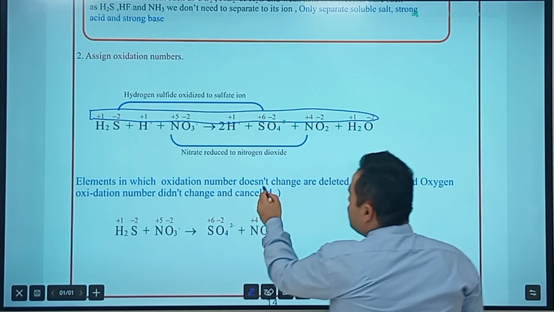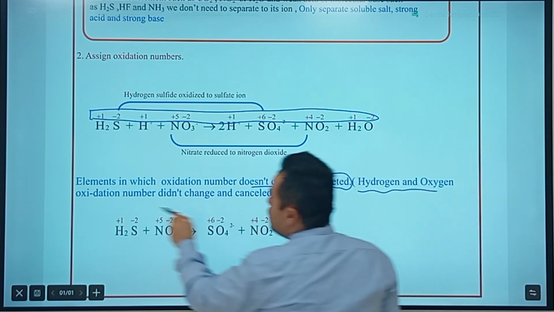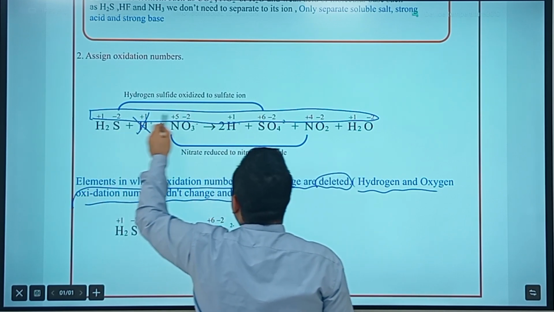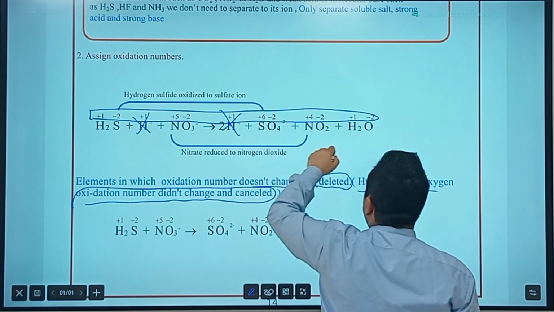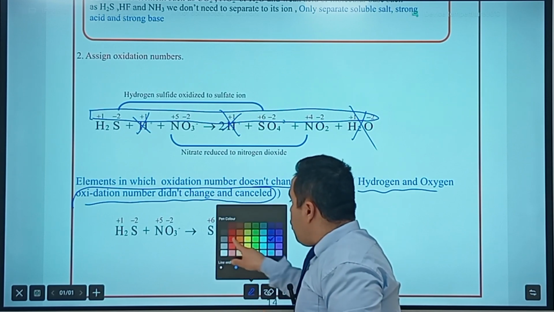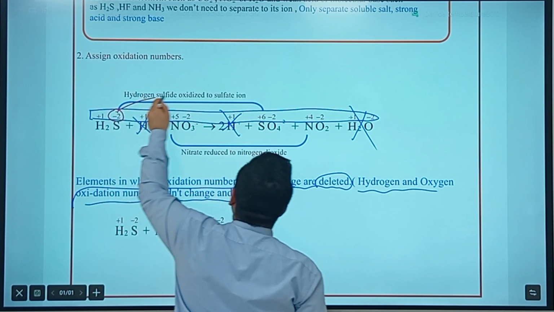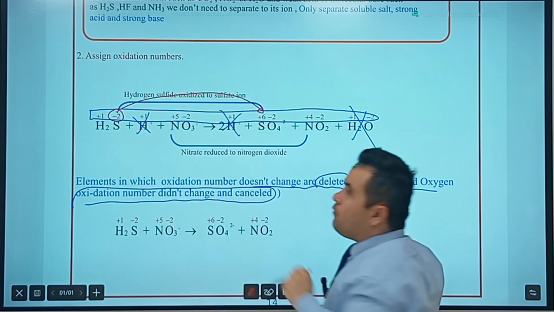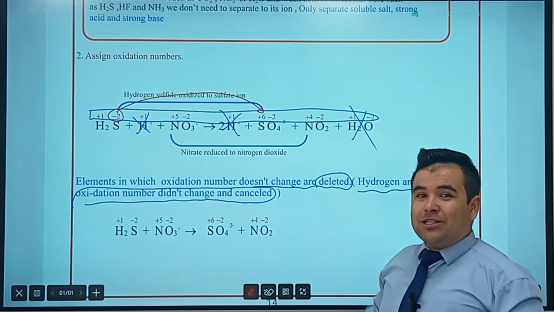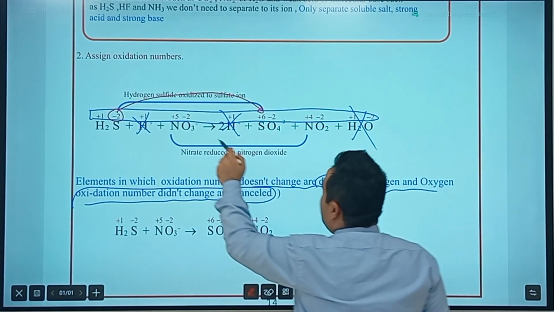Elements in which the oxidation number does not change are deleted or eliminated. Hydrogen and oxygen, the oxidation number didn't change, so cancel them. The hydrogen, here the protons, do not have a changed oxidation number. Oxygen as well, they must be cancelled out. What changes oxidation number? Have a look at the sulfur: -2 changes to what? To +6. So from -2 to +6, there is an increase in oxidation number. That's the oxidation half, which we talked about in the previous section. How about nitrogen?